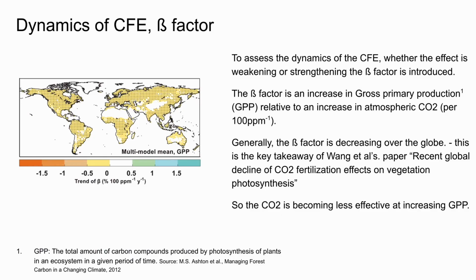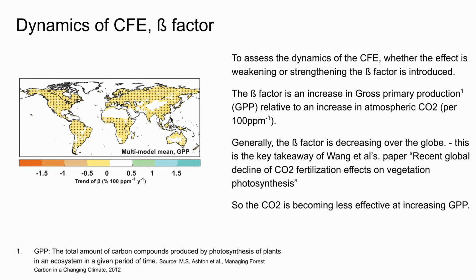Let's talk about the dynamics of CFE, the carbon fertilization effect. By dynamics, I mean whether the effectiveness of CFE is weakening or strengthening. To assess this, the beta factor is introduced in our paper. So what is the beta factor? The beta factor is an increase in gross primary production, GPP, relative to an increase in atmospheric CO2. Gross primary production is the total amount of carbon compounds, like sugars, produced by photosynthesis of plants in an ecosystem in a given period of time, in our case, over the year.